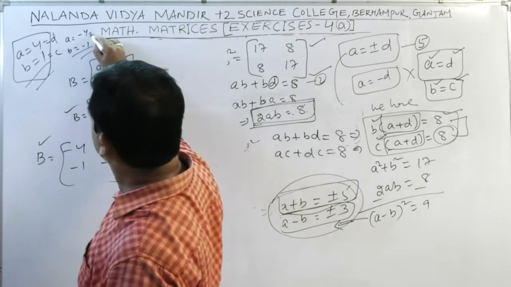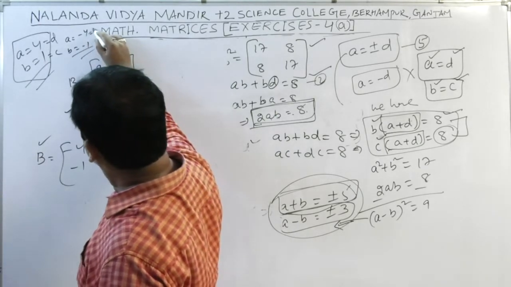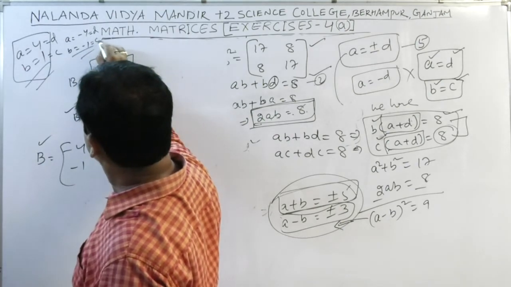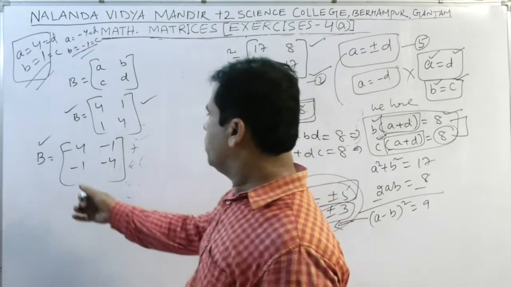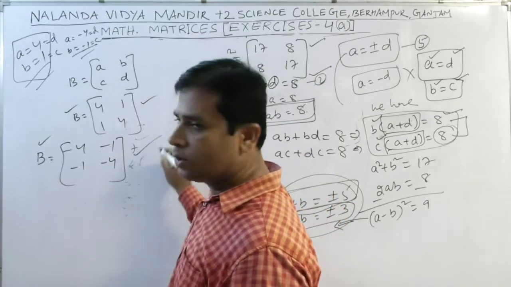Here also D is equal to minus 4, and B is equal to C is equal to minus 1. Therefore, the matrix is 4, 1, 1, 4, or minus 4, minus 1, minus 1, minus 4.